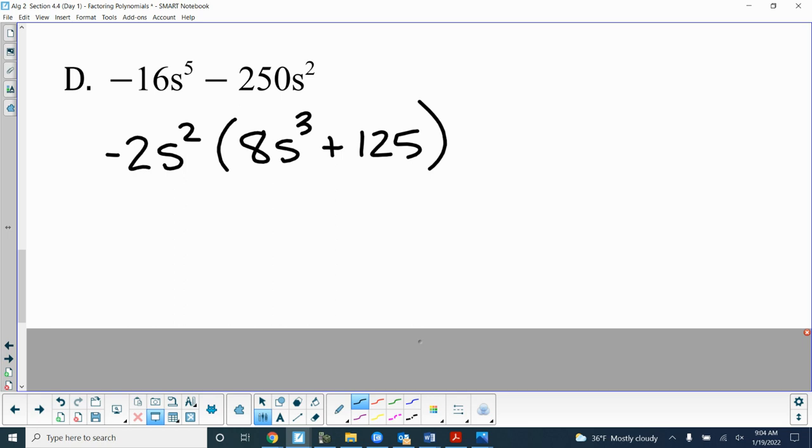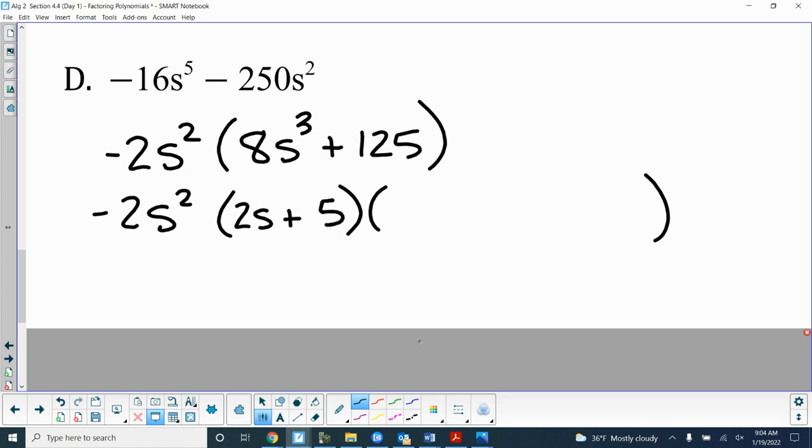So that is a sum of cubes. So our binomial is the cube root of 8s cubed, which is 2s, plus the cube root of 125, which is 5. Take the 2s and square it. 2s times 2s is 4s squared. Since it's addition in my binomial, my middle term is minus. What's 2s times 5?